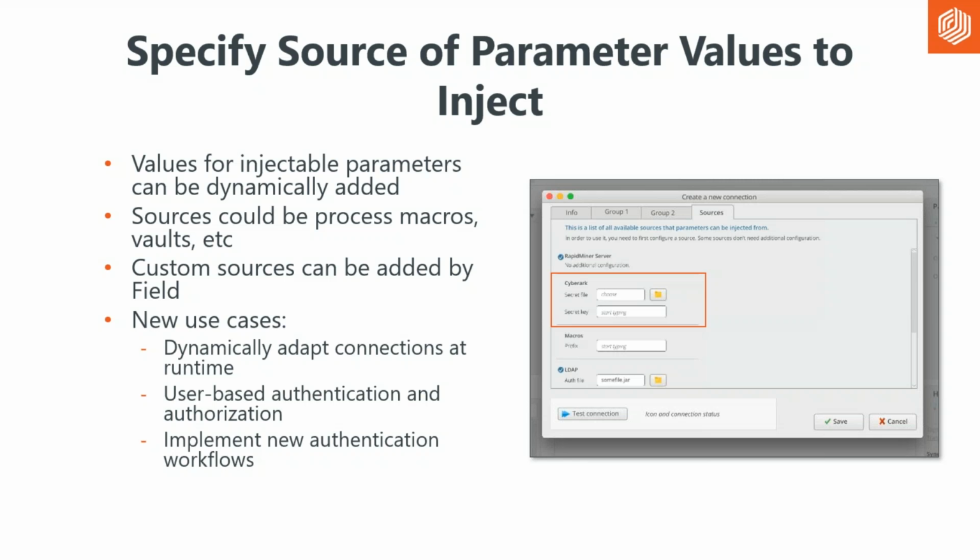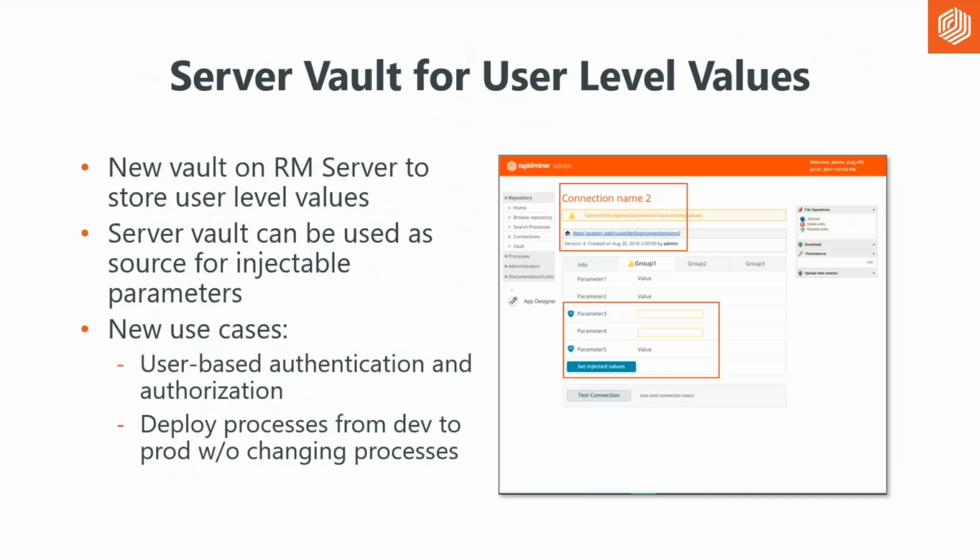For instance, parameters can come from process macros. There's a new server vault. But such provider sources can also be added with a little bit of coding. Last but not least, there is now a new kind of vault capability in RapidMiner Server that can store such user-level credentials.